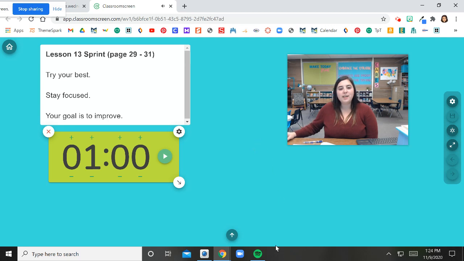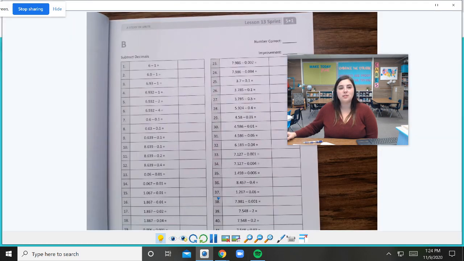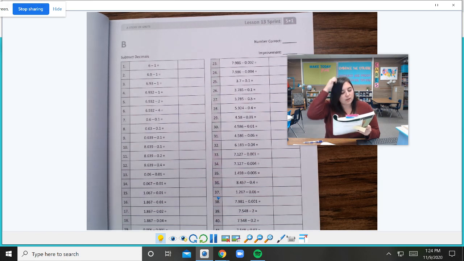All right, put an X below the last problem you were able to solve, and let's check our work. Starting on number 1, 5, 5.9, 5.93, 5.932, 4.932, 2.932, decimal 5, decimal 53, decimal 539.